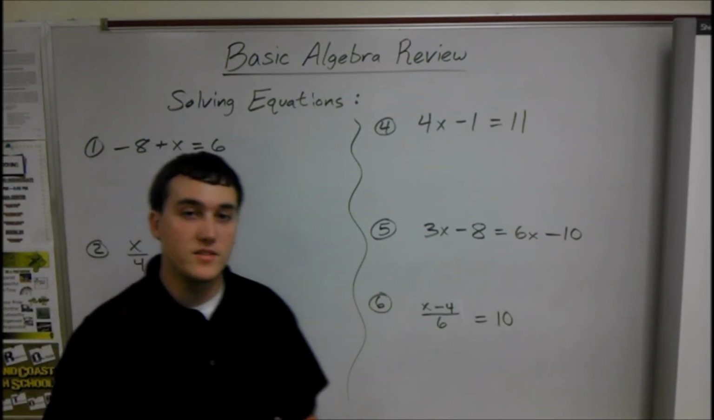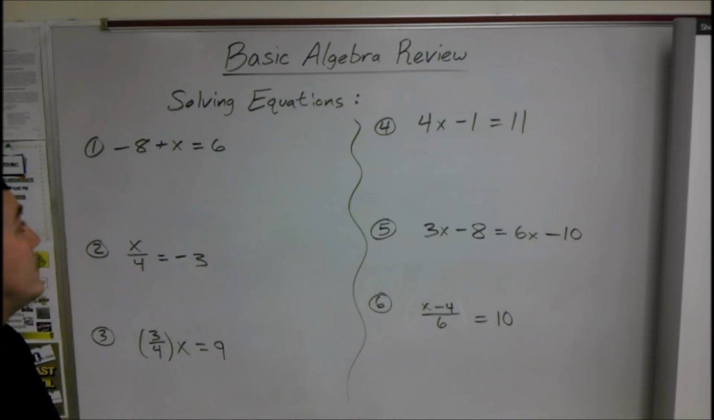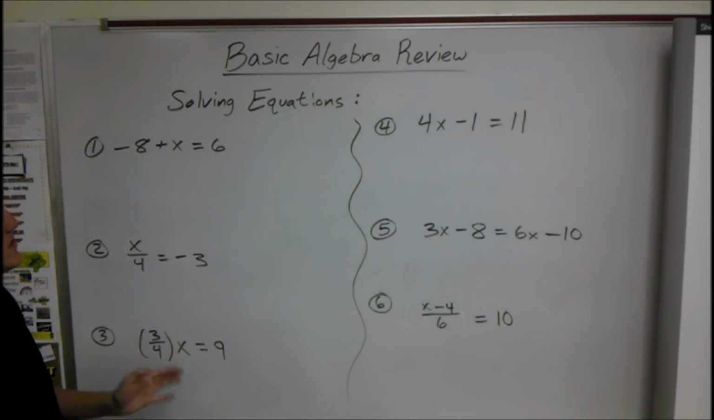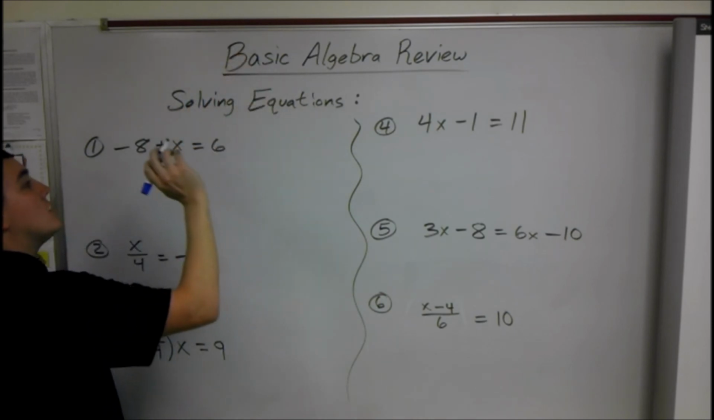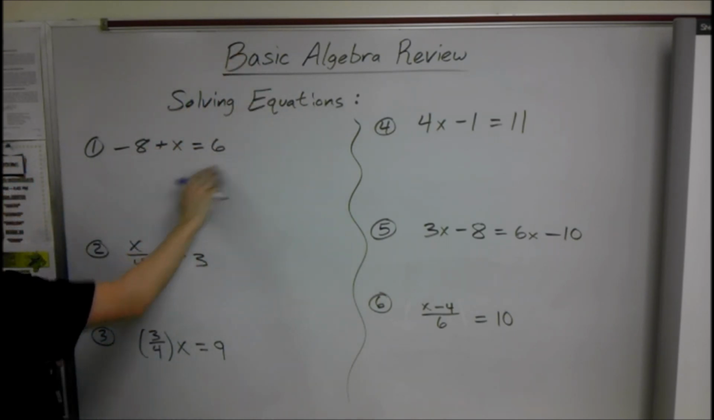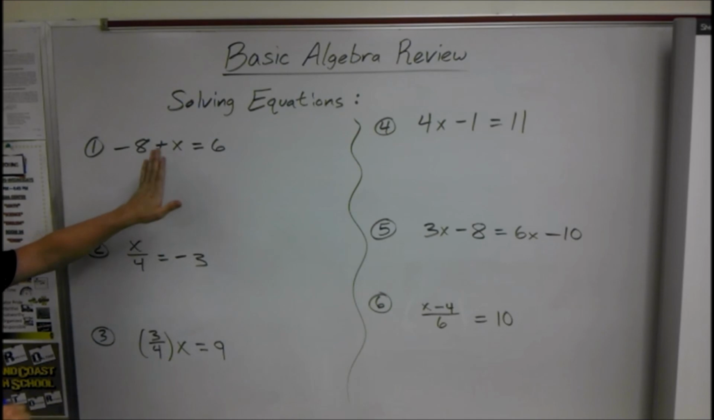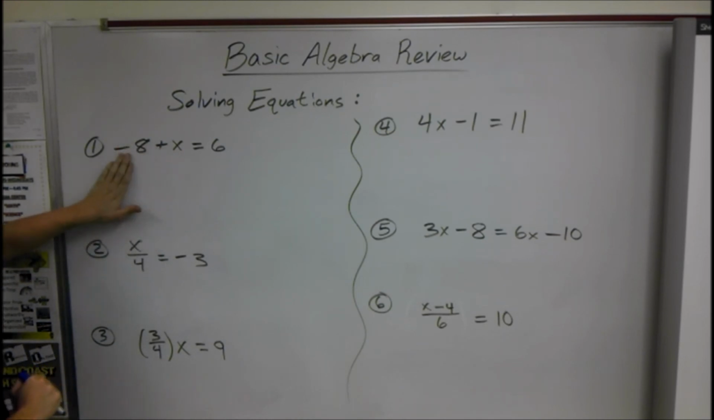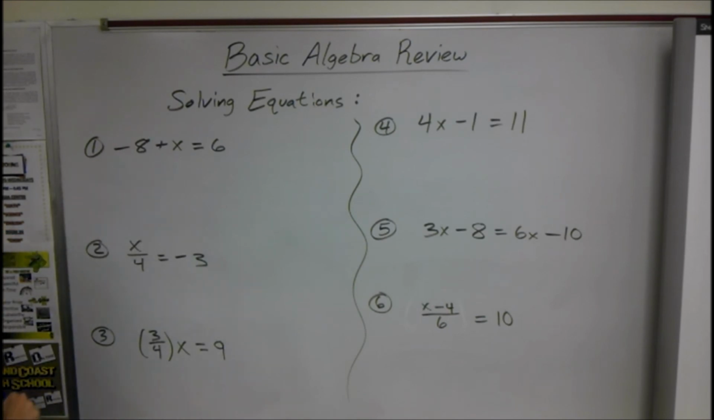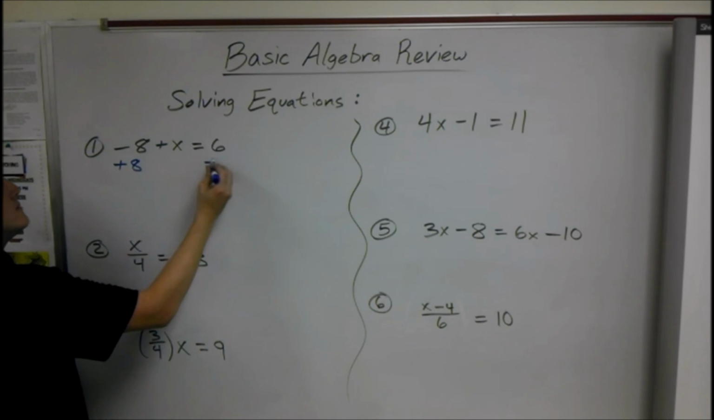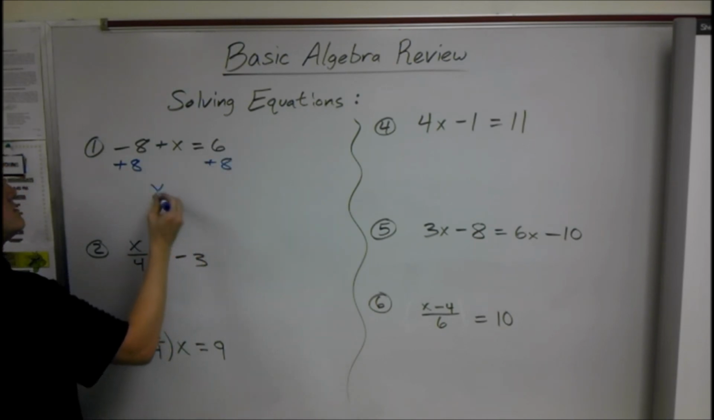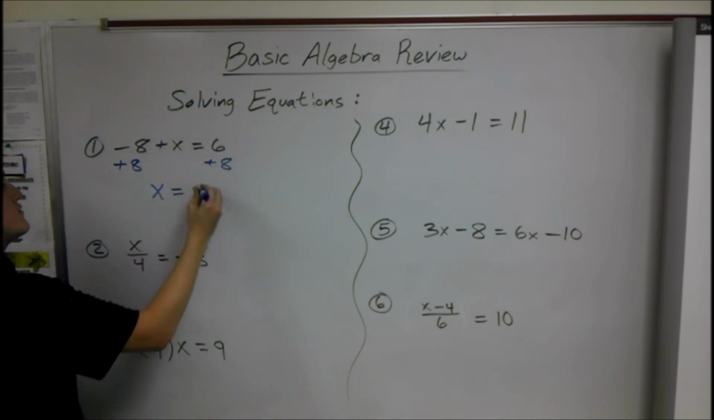Alright, and last, I'll be talking about solving equations. If you can learn how to do all of this stuff, you've basically conquered pre-algebra. Alright, so negative 8 plus x equals 6. We're trying to get x by itself. To do that, move everything else to the other side. So if we're minusing 8, you're going to want to do the opposite and add 8. So x here is 6 plus 8, which is 14.